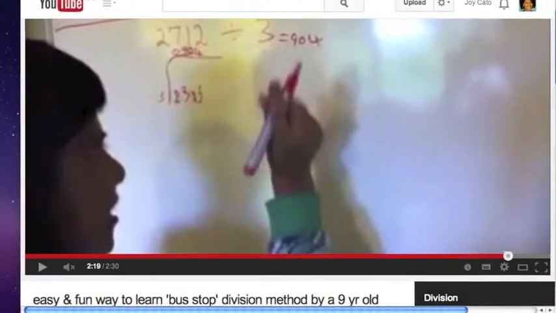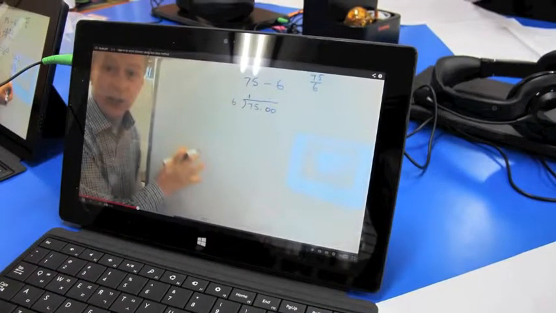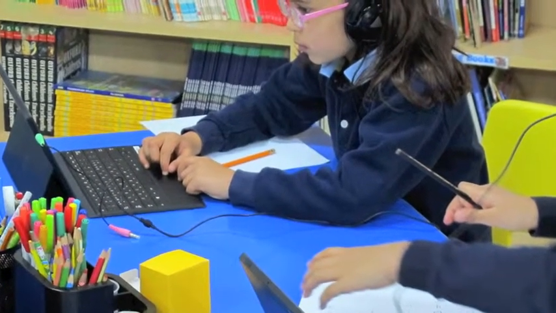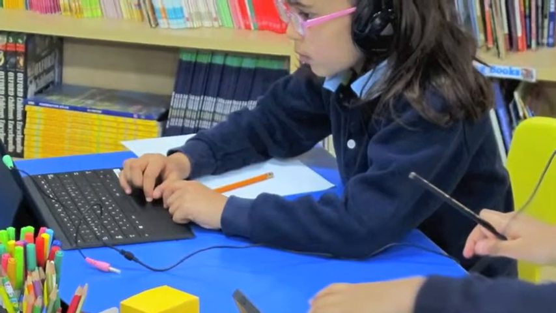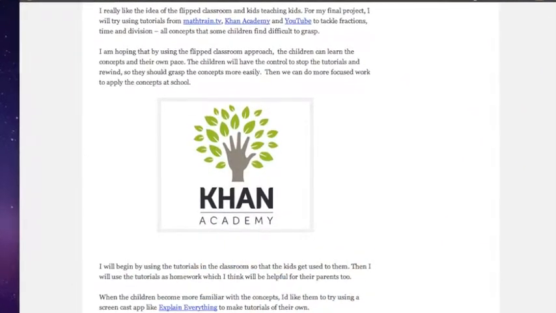I decided to use a variation on the flipped classroom model. Instead of giving the tutorials as homework, I chose to use them during our numeracy lessons. This was to allow the children more freedom to learn at their own pace and to give them the control to stop the tutorials and replay the bits they found difficult to understand.